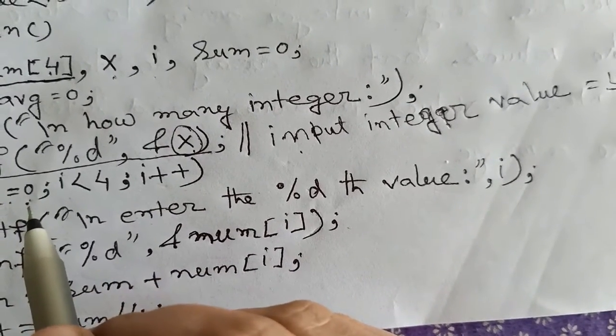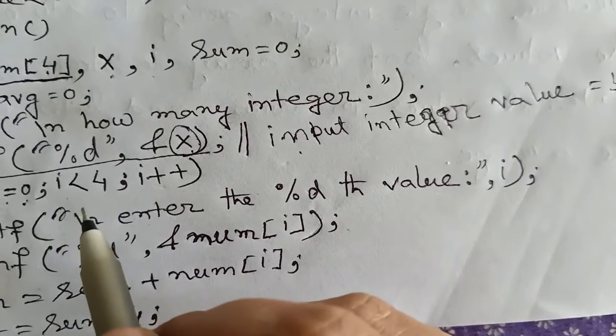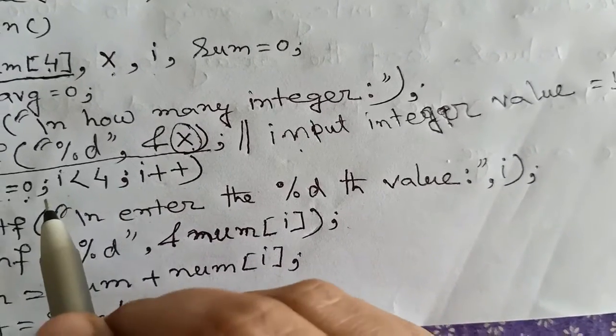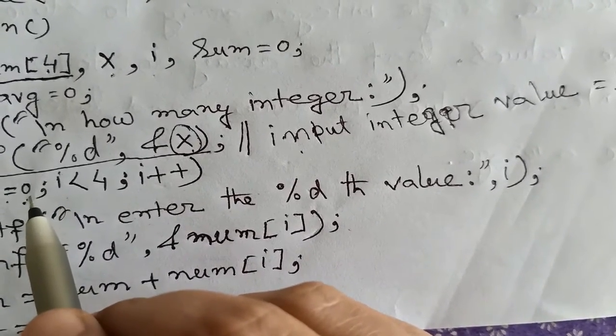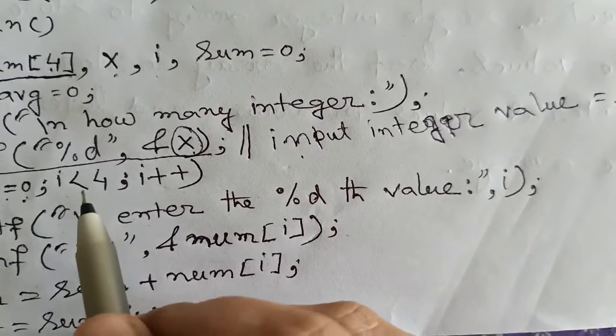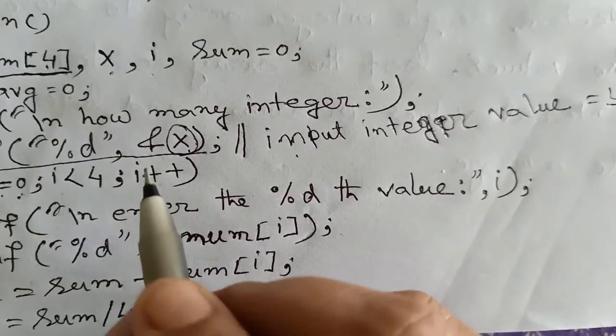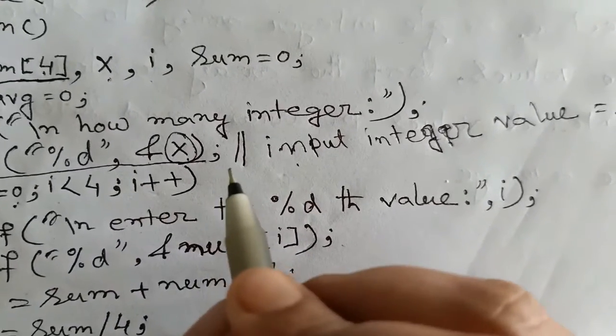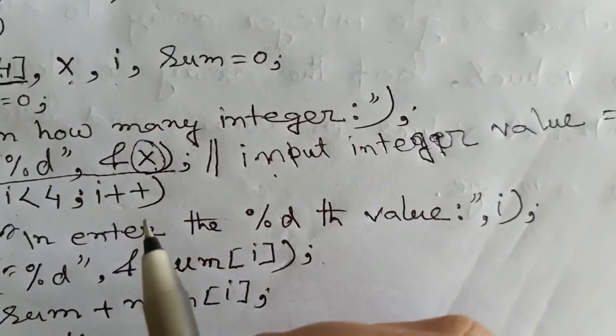So if we want to put 4 integer values, then num + 3 is the address of the fourth value. Okay.